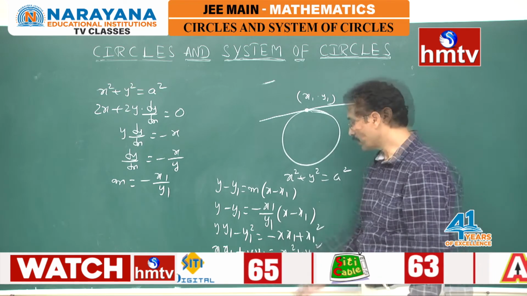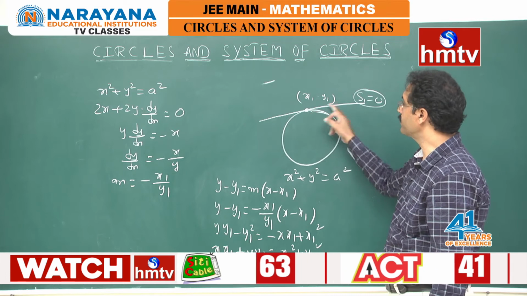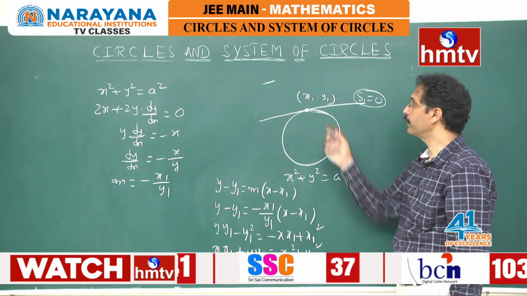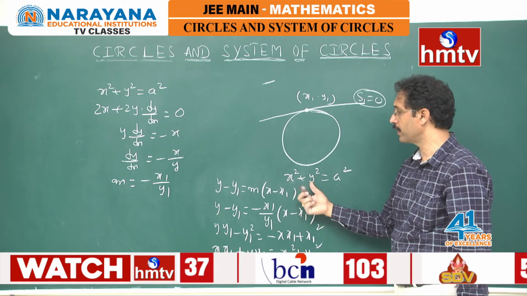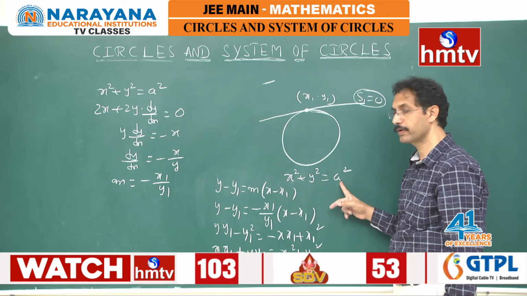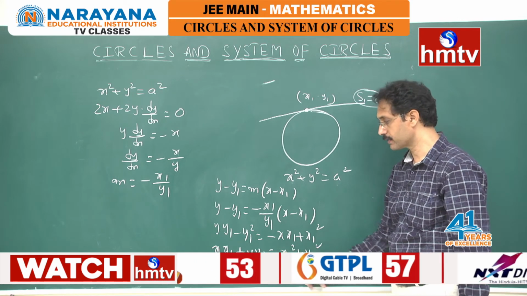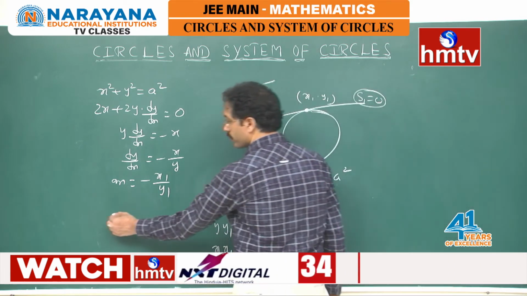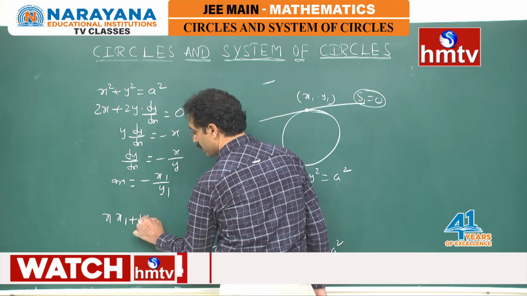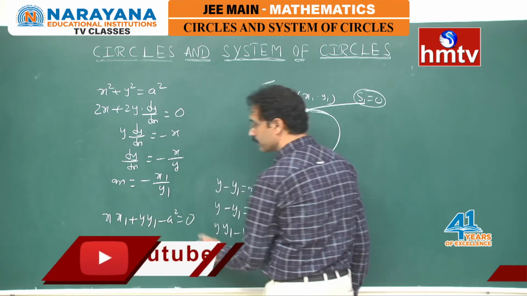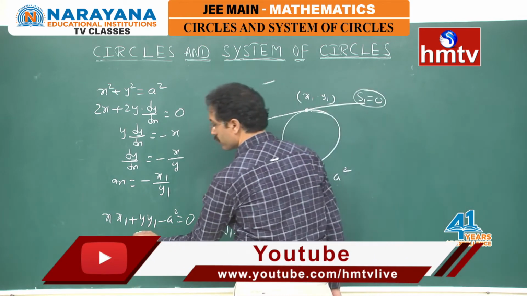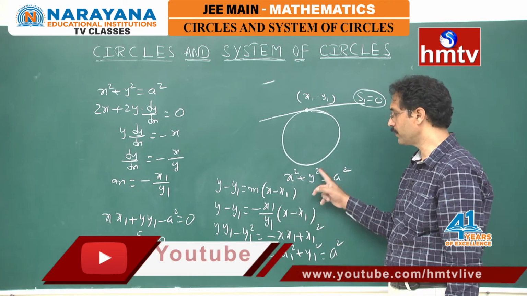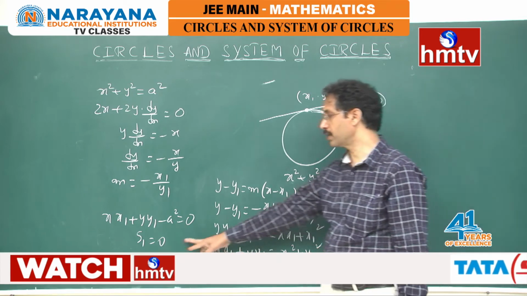We got it like this. But here, since x1 y1 is on the circle, it satisfies the equation of the circle. So, if I substitute x and y as x1 y1 here, we will get x1 square plus y1 square is equal to a square. So, this value is a square. Then what we got now? x x1 plus y y1 minus a square is equal to 0. See, it is our s1 is equal to 0 for this circle. I told you, whenever second degree terms are there, x into x1, y into y1, minus the constant term a square is equal to 0.